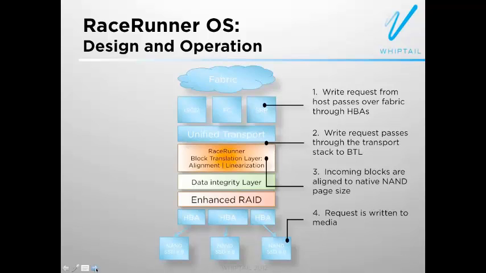What we do with the RaceRunner slide, and I'm glad I still have it up here, what we do with the block translation layer is really instantiate a buffer that's the same size as each of those drives' buffers. So if each drive has a 2 megabyte buffer that it's working with by itself, we just instantiate a buffer that is equally sized to all of those drives at the same time.